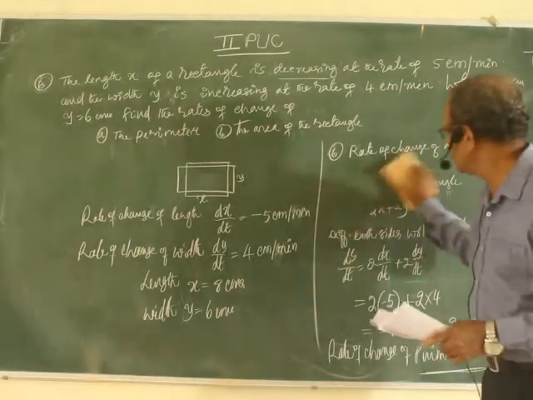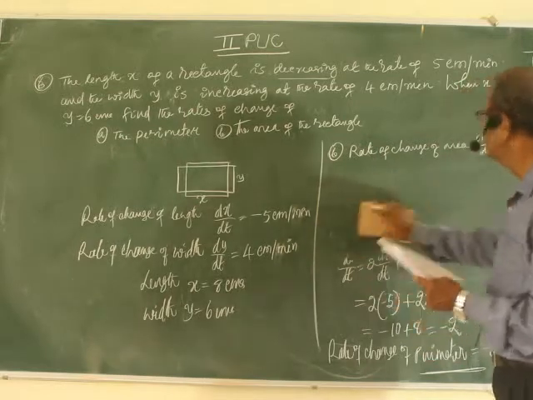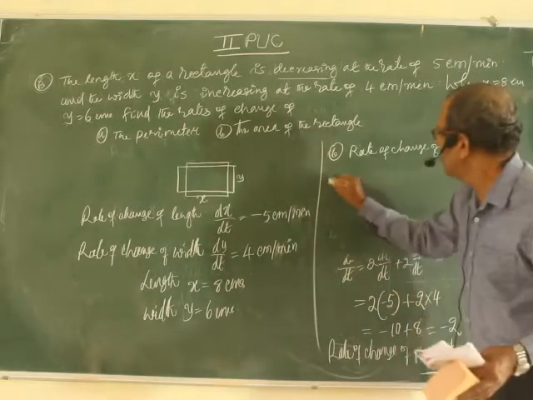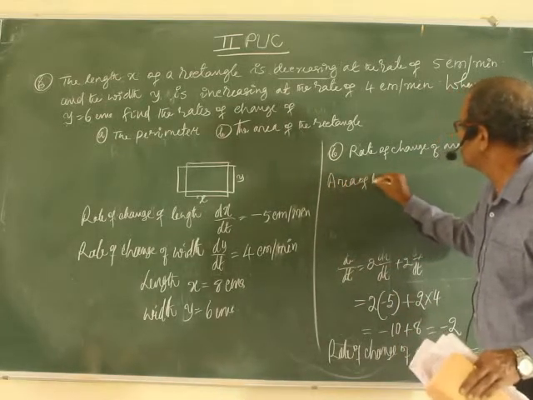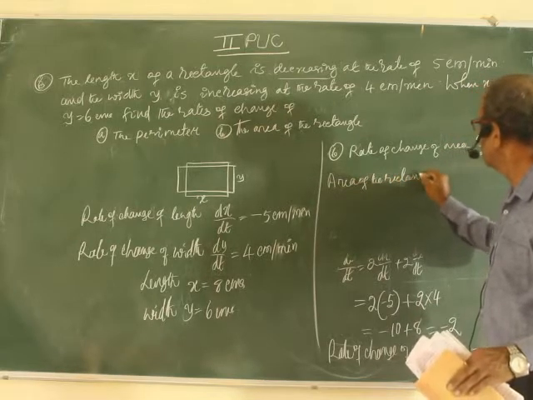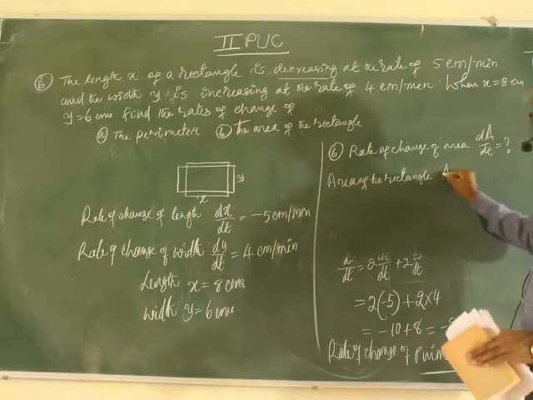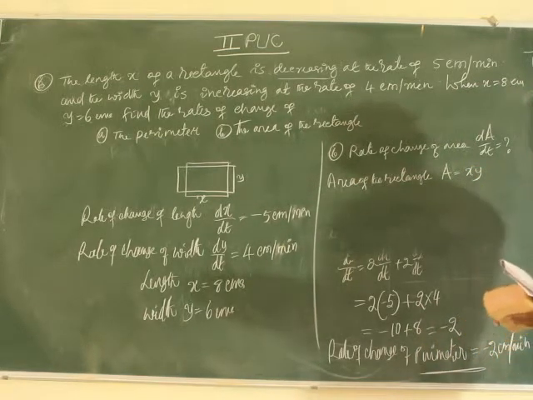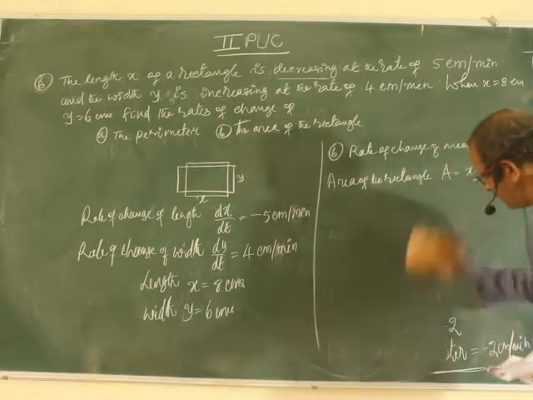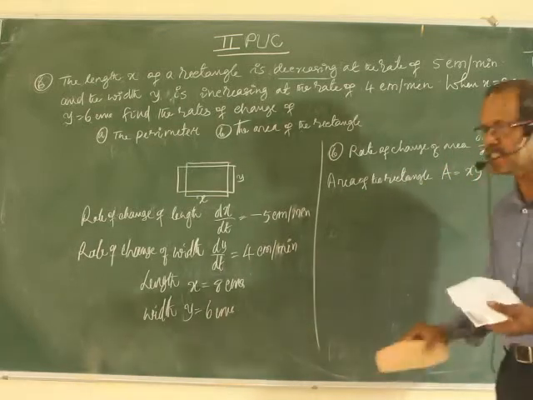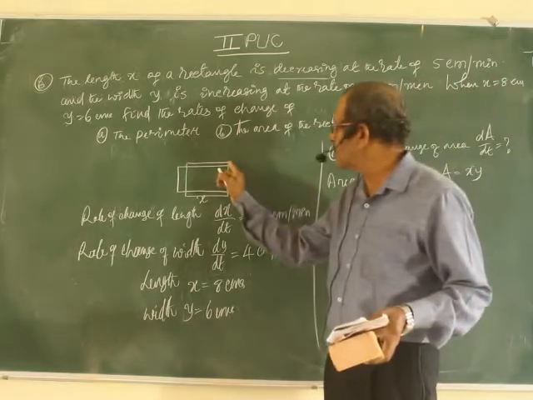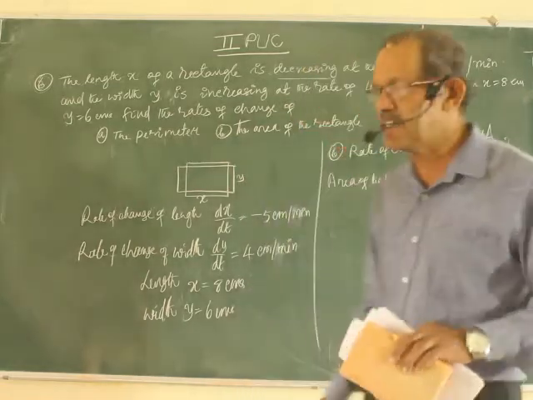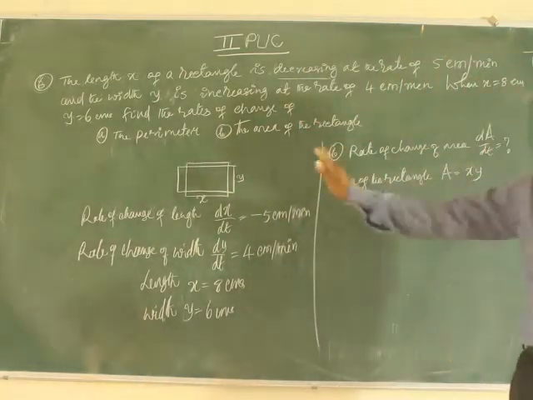Area of the rectangle is increasing. Write the formula for the area, not the perimeter. Area of the rectangle is length into breadth, x into y. Perimeter is the total length, the distance from a particular point back to the same point described on the boundary of the rectangle. That is called perimeter. Now it is area, total space.